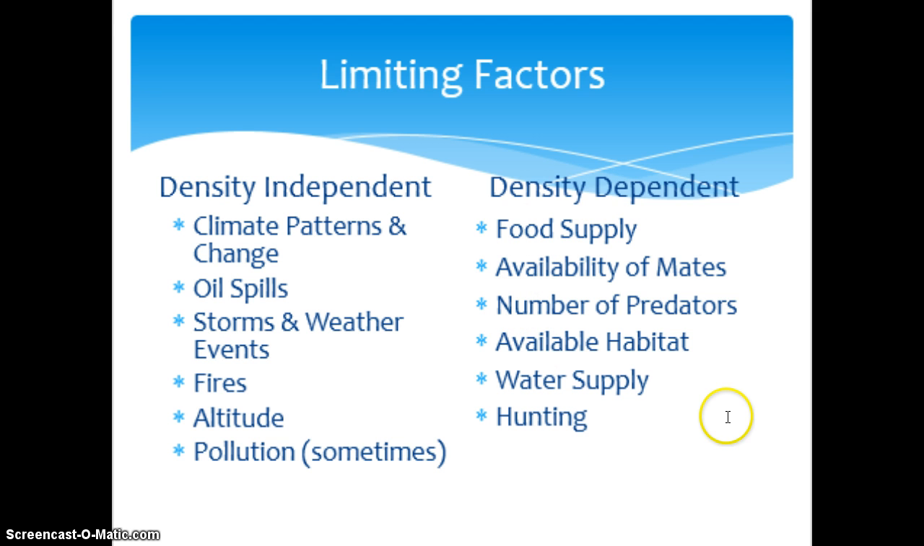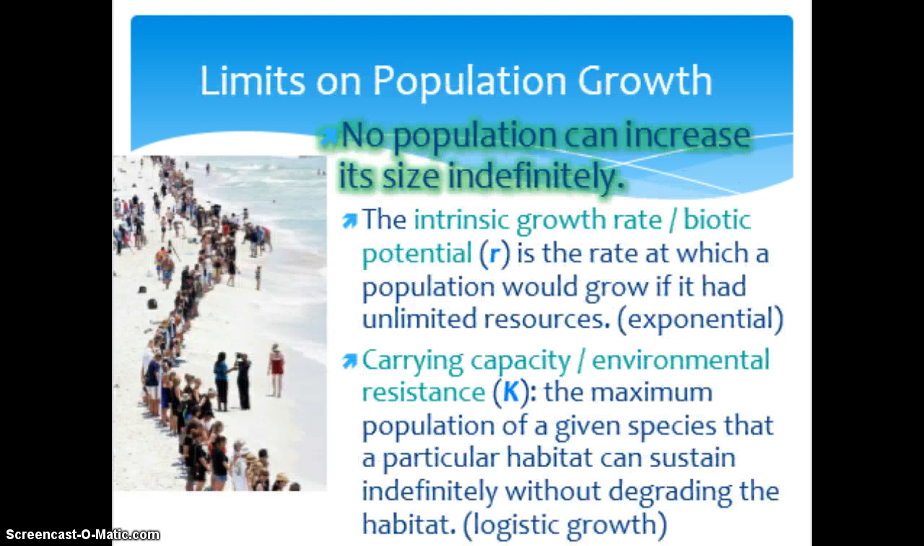All of these density dependent factors usually depend on some form of competition. As your population size increases, it's going to be harder for them to find food and mates. It's going to be easier for the predators to get them, and things like that. That's why we call them density dependent. They depend on how many organisms you have. Again, these limiting factors are going to basically limit your population growth.